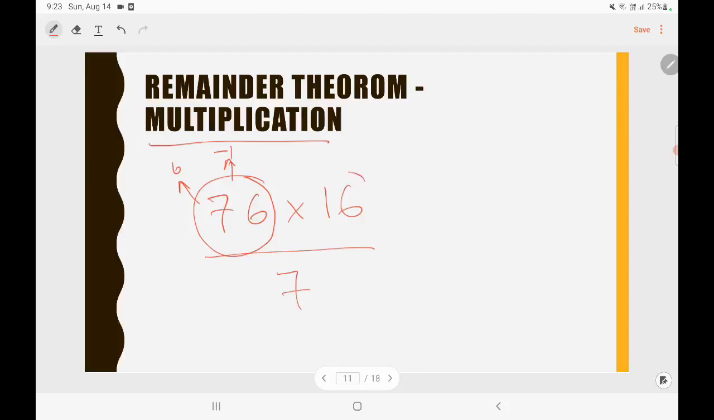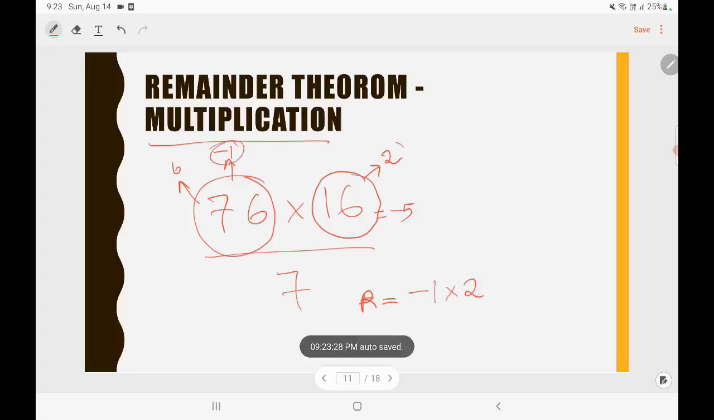Here again, when 16 is divided by 7, your remainder is 2. Either you can write it as 2 or you can write it as minus 5. So here you can take the remainders as minus 1 into 2. I am taking the smallest numbers so that multiplication is easy. This is a small question, so even if you take the other numbers, it is okay. But if you get a very big question, taking the smallest number will make the calculations easier. So that's where the negative remainder comes into play.